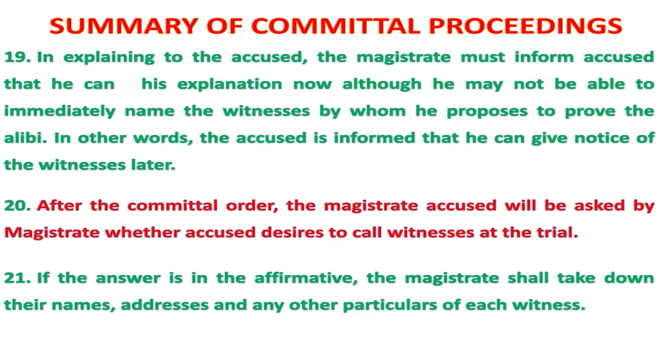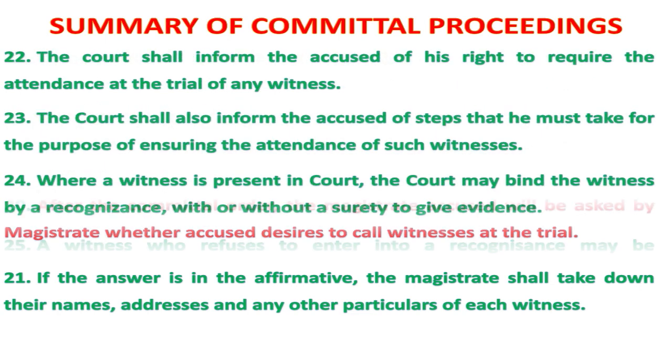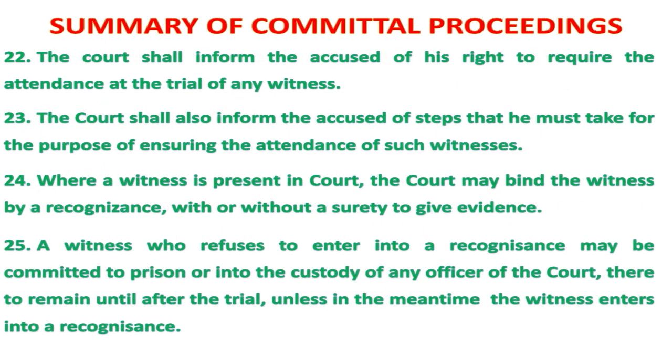Number 20, after the committal order, the magistrate will ask the accused whether he desires to call witnesses at the trial. If the answer is in the affirmative, the magistrate shall take down the names and addresses and any particulars of such witnesses. That's number 21. Then 22, the court shall then inform the accused of his right to require the attendance at the trial of any witness.